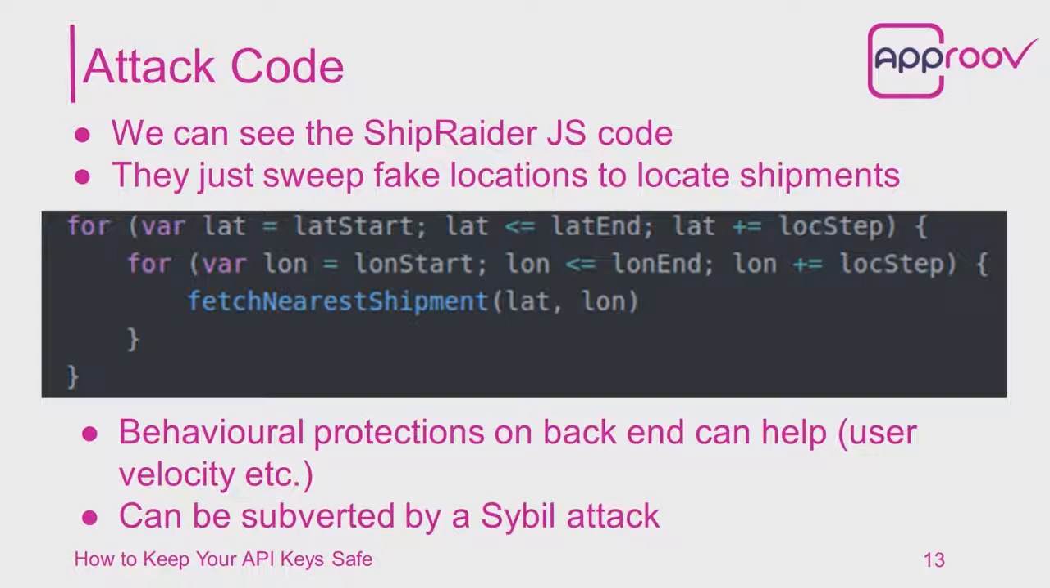Now, obviously, there are some defenses that you can put on the back end for this type of thing. For instance, you could have a velocity check for an individual user. You could look at the locations that they're reporting and look at the implied velocity between them. If the velocity is too high, not believable, then you could block those API requests. So there are definitely things you can do behaviorally on the back end to protect against these types of attacks. But this is just an illustration of a wide class of attacks.